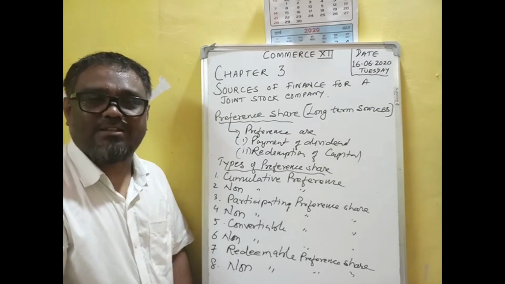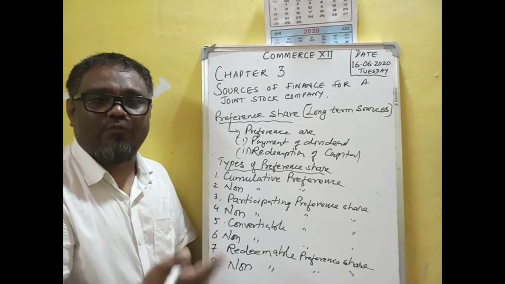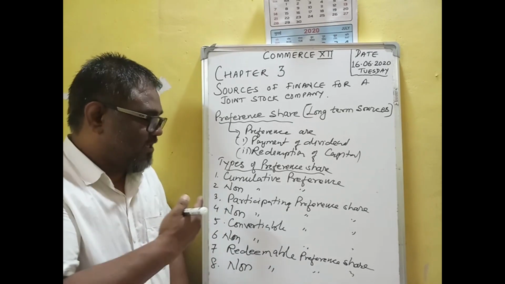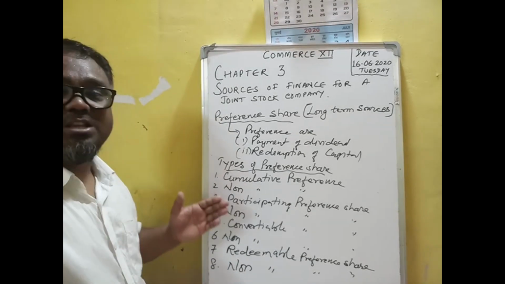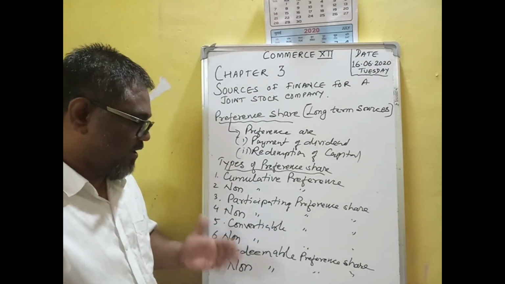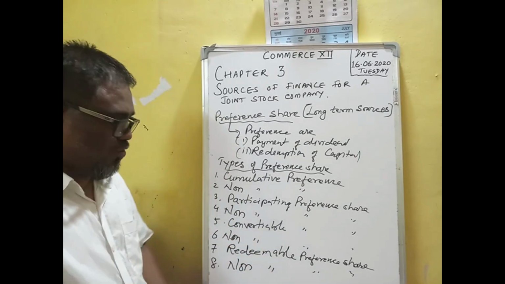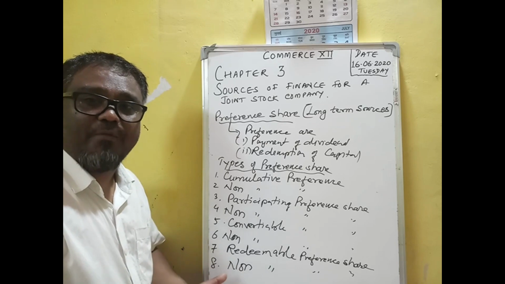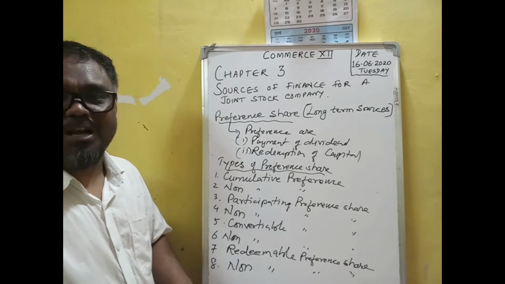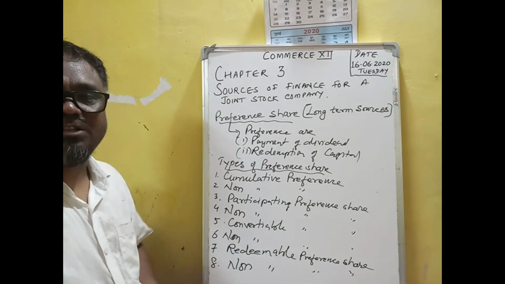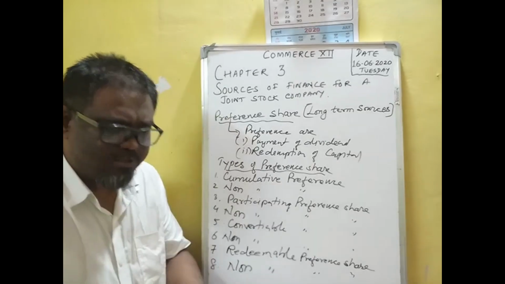From here, a short question answer can be asked, or in the long question also you may be asked to explain any 4 types of preference shares, or any difference may be asked. What is the cumulative preference share, non-cumulative preference share? What is the difference between participating and non-participating? What is the difference between convertible and non-convertible preference shares? What is the difference between redeemable preference share and non-redeemable preference share? What is non-participating preference share? What is participating preference share? Any question can be asked from here. So these are the different types of preference shares.